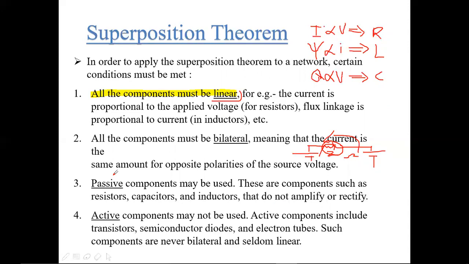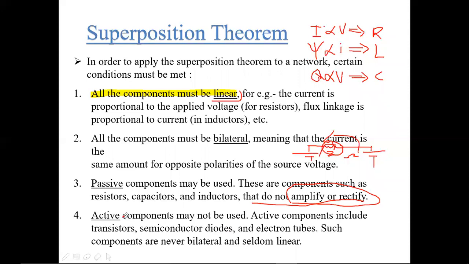So passive components are components such as resistors, inductors, and capacitors. They do not amplify or rectify, so don't use amplifiers or rectifiers, meaning diodes. Diodes do not come under this; even though they are passive, they are not linear. That is the reason I included that they do not amplify or rectify. And what about the active components? Active components may not be used. Active components include transistors, semiconductors, and diodes.